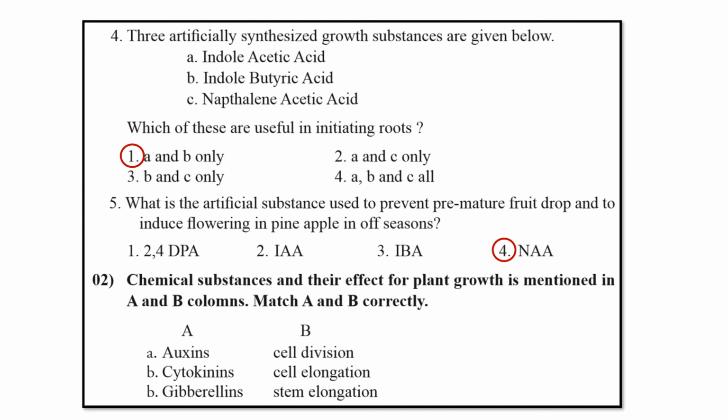Question number 2. Chemical substances and their effect on plant growth are mentioned in columns A and B. Match A and B correctly. Auxins, cell elongation. Cytokinins, cell division. Gibberellins, stem elongation.